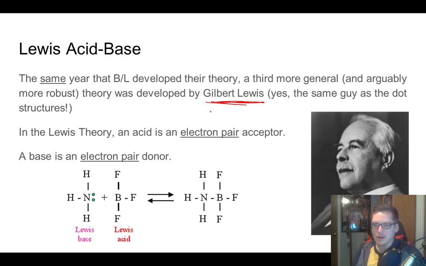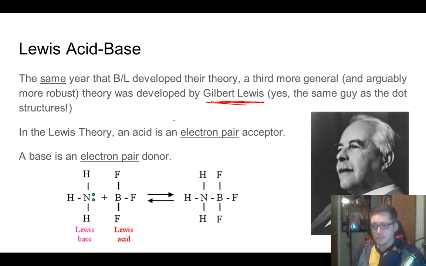Now, his theory is arguably more robust because everything that's a Bronsted-Lowry acid and base is also a Lewis acid and base. However, not everything that's a Lewis acid and base is a Bronsted-Lowry acid and base. The big hindrance of the Lewis theory is that in order to establish which one's the acid and which one's the base, you have to follow electrons. Electrons are notoriously harder to follow than protons, right? Because with a proton, you can just see, oh, the H was there, now it's over here. Whereas when we write out a chemical equation, most of the time we're not writing out the electrons.